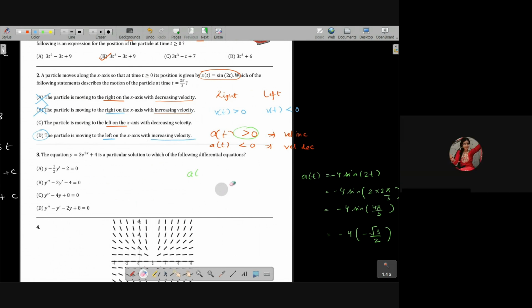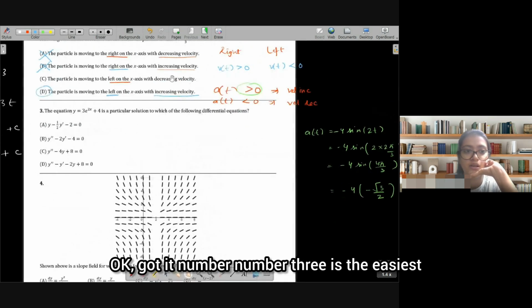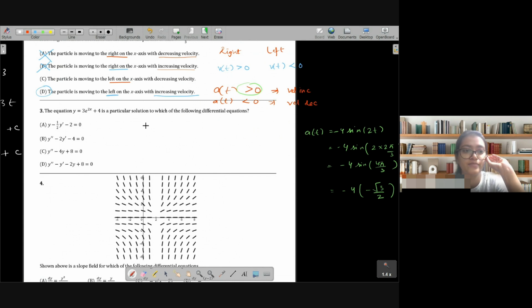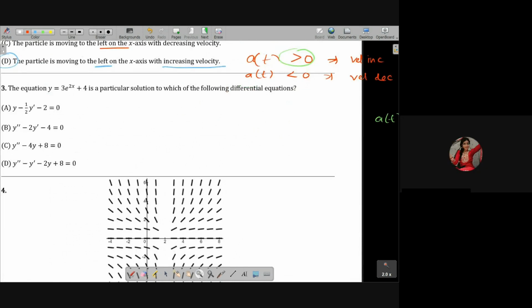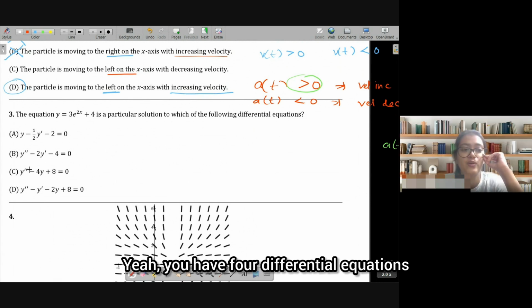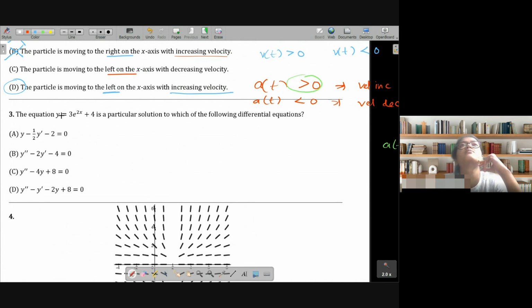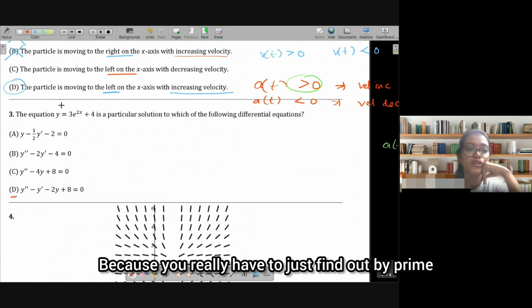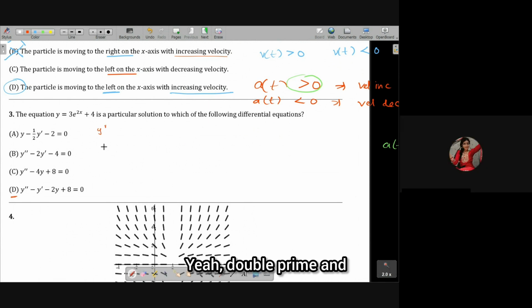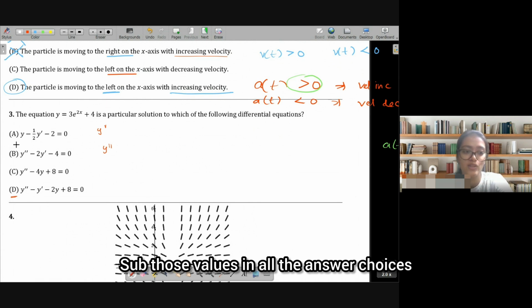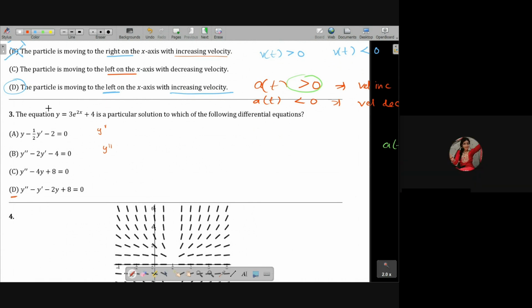Number 3 is the easiest type of question that you can expect. It's a particular solution for a differential equation. In these types of questions, mostly the correct answer is D, because you really just have to find y prime and y double prime and sub those values into all the answer choices.